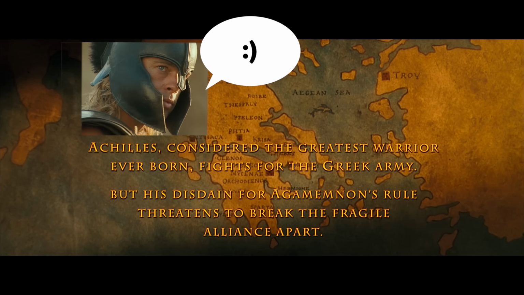Achilles, considered the greatest warrior ever born, fights for the Greek army, but his disdain for Agamemnon's rule threatens to break the fragile alliance apart.